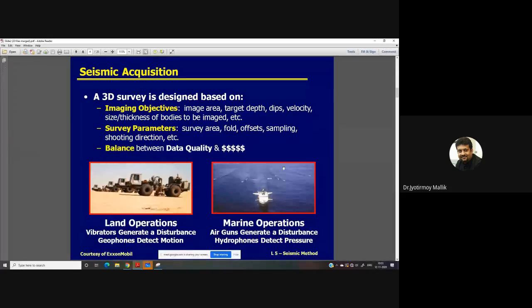I have spent quite a lot of time on these boats. It can be quite boring sometimes because you spend 20, 30 days on a boat and keep on taking such data. It can be boring, but initially it's very challenging and interesting as well. So with these air guns, you make the sound, and with the hydrophones, you receive the signal.